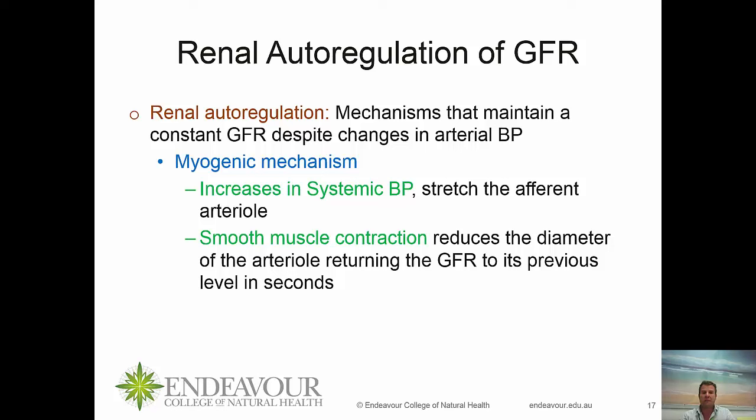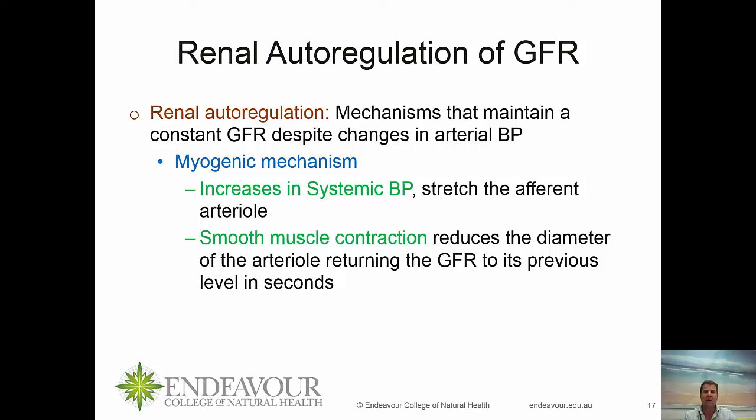Myogenic means, myo means muscle. Where is the muscle in the kidney? The muscle in the kidney is in your arterioles. And it's just a little local reflex that every little afferent arteriole has. And if there is an increase in systemic blood pressure, that means there will be an increase in the filtration pressure, that's filtering filtrate across our glomerular capillaries and into our renal capsule.